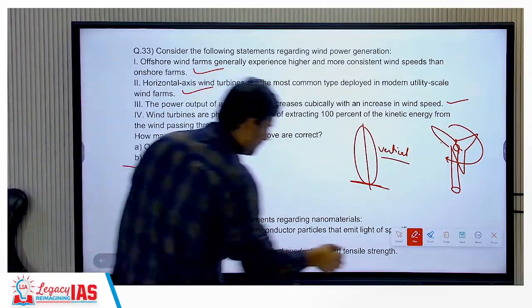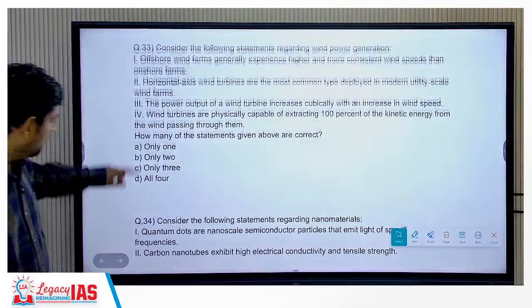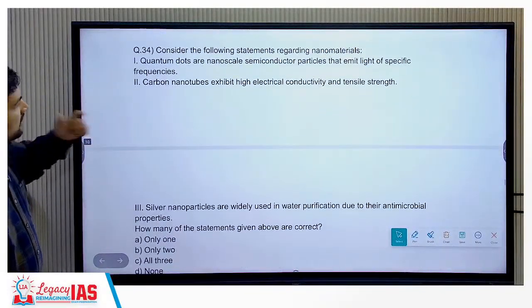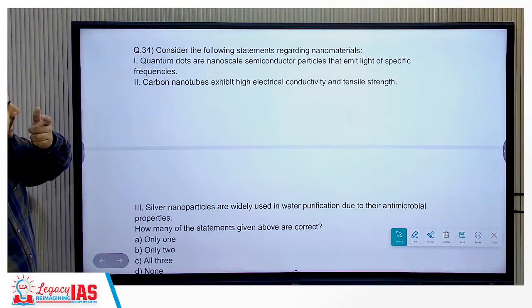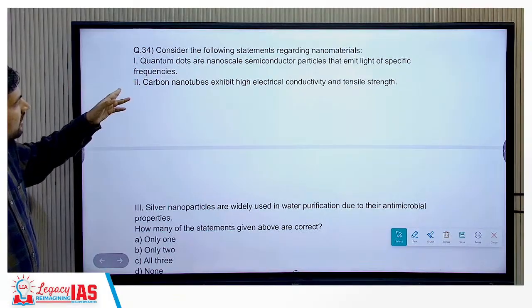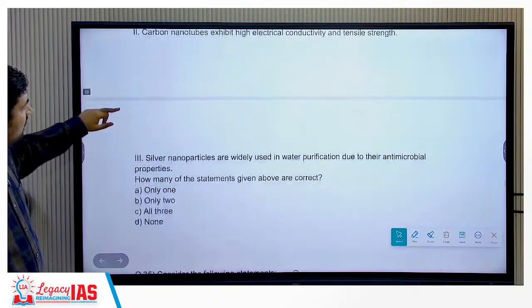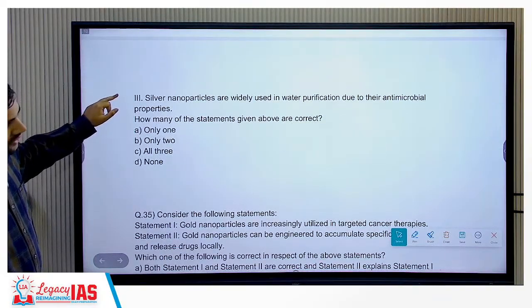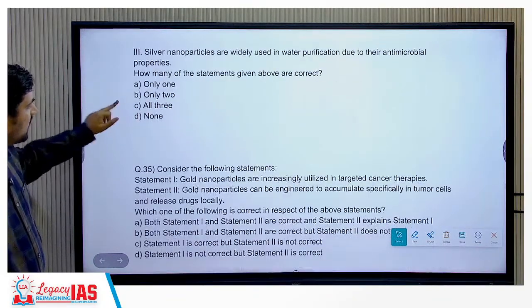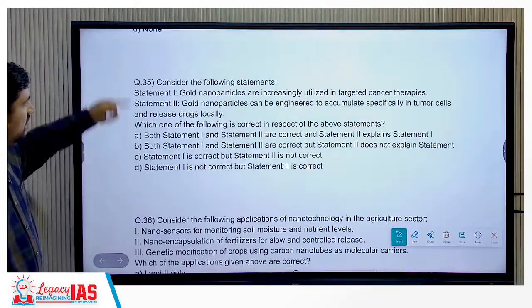Then next, quantum dots are nanoscale semiconductor particles that emit light of specific colors. Yes. Then carbon nanotubes exhibit higher electrical conductivity. Yes. Silver nanoparticles due to antimicrobial properties. All 3 of them are correct. Answer is C, all 3.